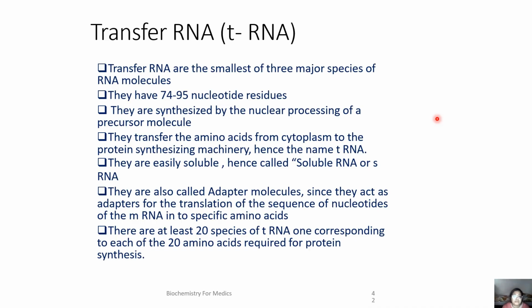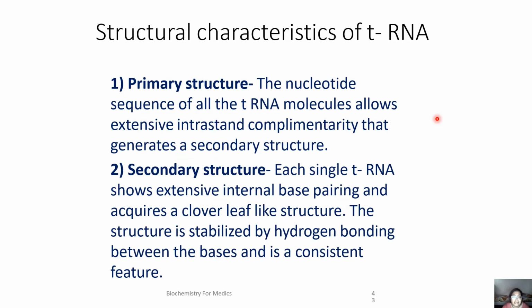Now, transfer RNAs are the smallest of the 3 major species of RNA molecules. They have various nucleotide residues. Synthesized by the nuclear processing of a precursor molecule, they transfer the amino acids from the cytoplasm to the protein synthesizing machinery, hence the name tRNA. They are easily soluble, hence called soluble RNAs. They are also called adapter molecules since they act as adapters for the translation of the sequence of nucleotides of the mRNA into specific amino acids. There are at least 20 species of tRNA, one corresponding to each of the 20 amino acids required for protein synthesis.